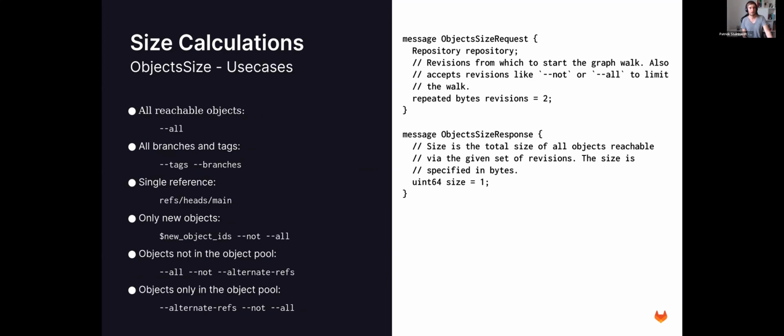There are, as I said, multiple different use cases you can use it for, and I've listed a few of those use cases here by specifying the revisions you can pass to it. You can again say, I want to have all reachable objects by just passing --all. You can have all branches and tags by saying --tags --branches. Single references by giving the reference name itself. You can list only new objects by excluding all the existing references that exist in the repository by saying --not --all and then including all the new object IDs. You can also exclude or include object pools by saying --alternate-refs. And those also account for object pools in this context.